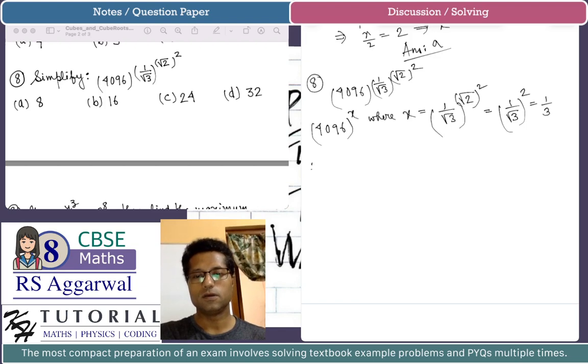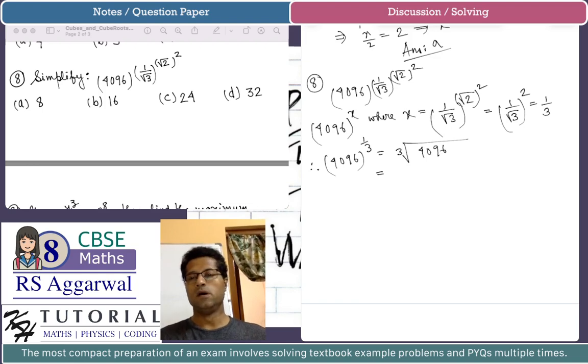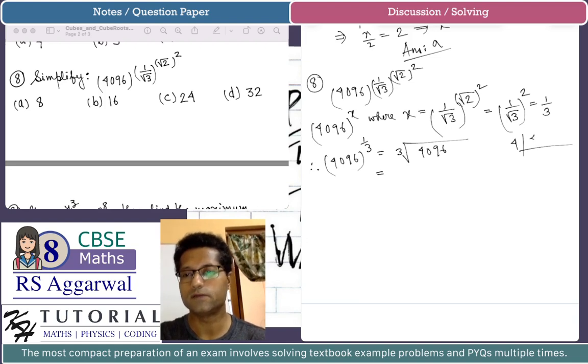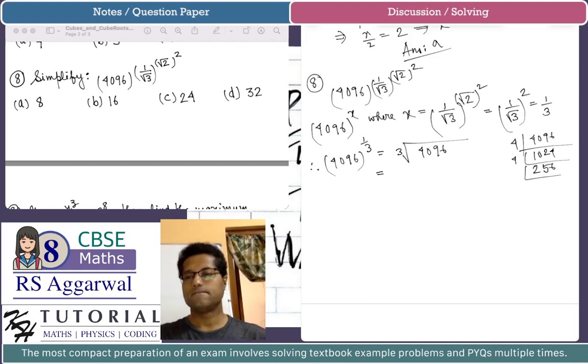So therefore, 4096 raised to the power x, which is 1 by 3. So basically we have to find the cube root of 4096, which is equal to, if you do the prime factorization, if you divide by 4, I have 1024, and again 4, 256, and again 4, 64.